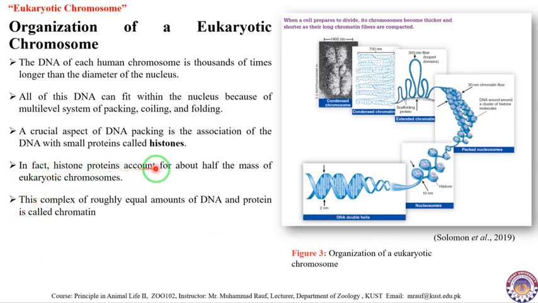In fact, histone proteins account for about half the mass of eukaryotic chromosomes. Meaning they are so large in number that their amount is equivalent to half of the chromosome mass. This complex of roughly equal amounts of DNA and protein is called chromatin. So we have already discussed chromatin, which is the DNA plus associated proteins in a diffuse form.